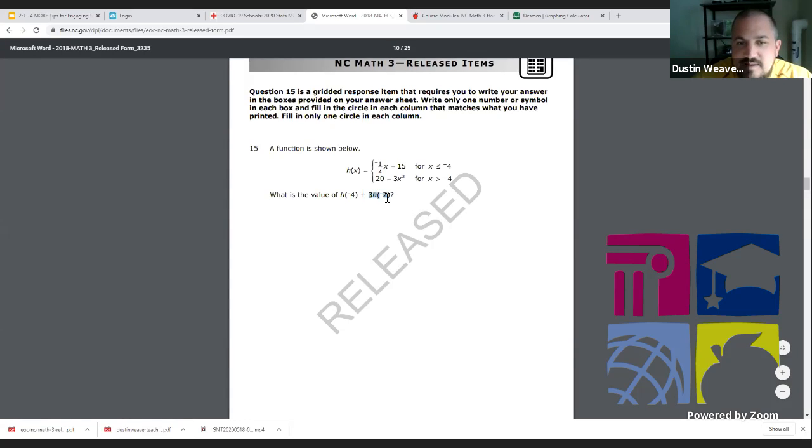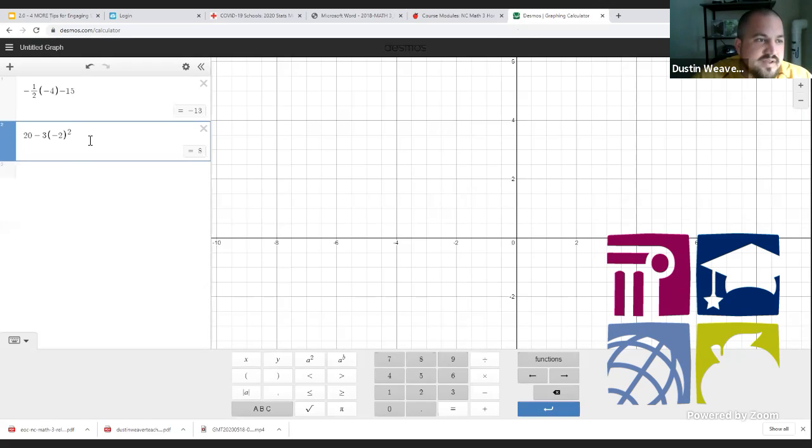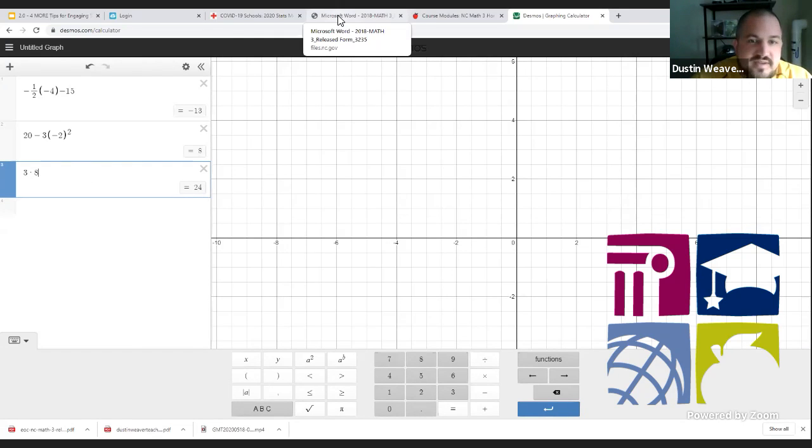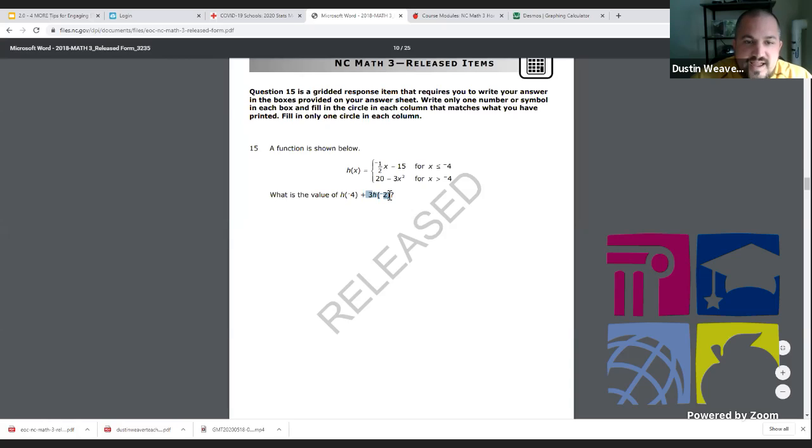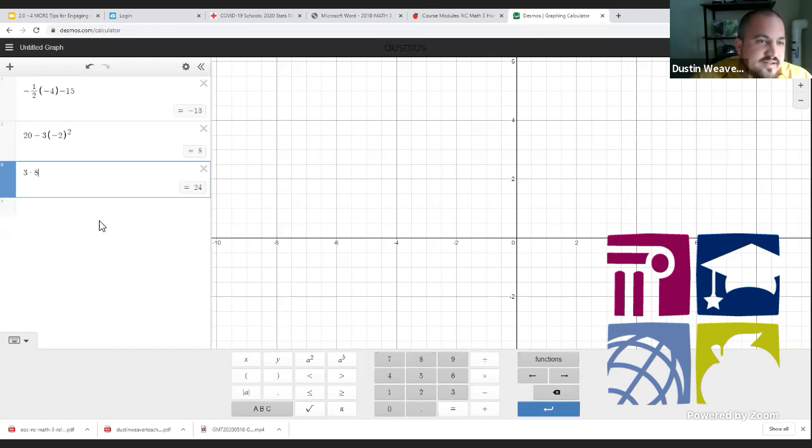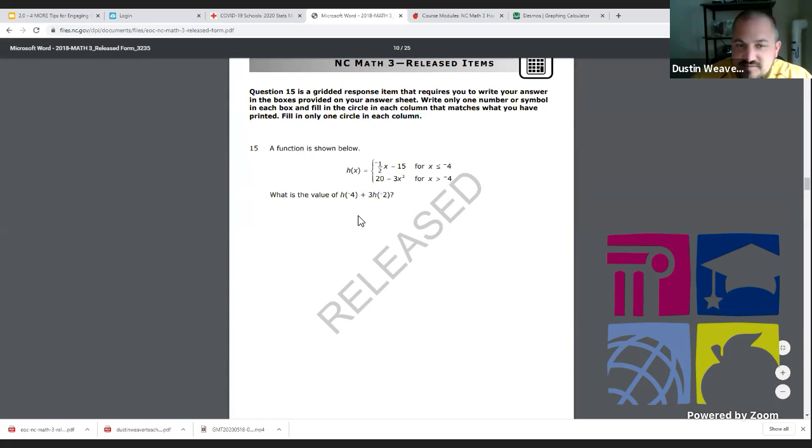Well, I want 3 times h of negative 2. So I'm going to have to say 3 times 8. That's 24. So that gives me the second part. That's the 3h of negative 2. And I found the h of negative 4, and I want to add them together. So h of negative 4 was negative 13, and then 3h of negative 2 was 24. When I add those together, negative 13 plus 24 gives me 11, and so that is the value. So my final answer here would be 11.